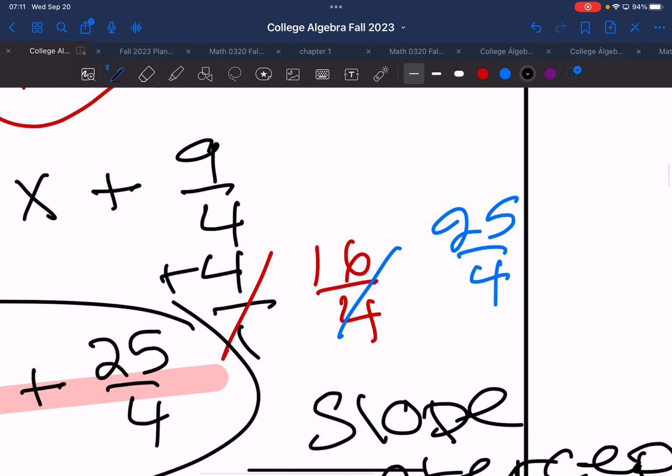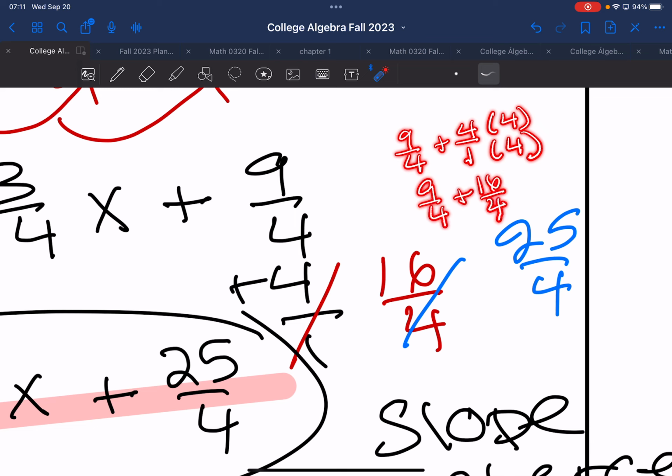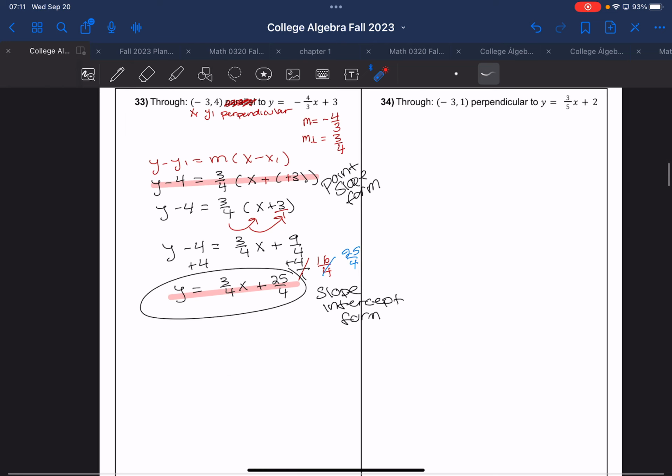So the 16 came from us doing 9 over 4 plus 4 over 1. So that 4 over 1, we had to get a common denominator of 4. So we would have to multiply the top and the bottom by 4. And that's how I got 9 over 4 plus 16 over 4. When we added the 4 to this side, since we were adding it to a fraction, we have to put it over 1. Okay, good question.